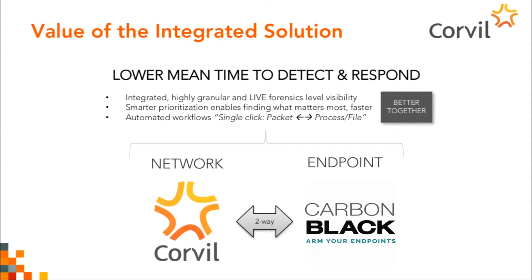Corvil and Carbon Black have teamed up to deliver an integrated solution to tackle these challenges head on. What we're delivering to our clients is an integrated, pervasive forensics level of visibility across both network and endpoint, so it enables security operations teams to get more informed insights to help them more rapidly and efficiently respond. And ultimately, what it enables is automated workflows that pivot from a network-centric packet view to a process and file-centric view on the host.